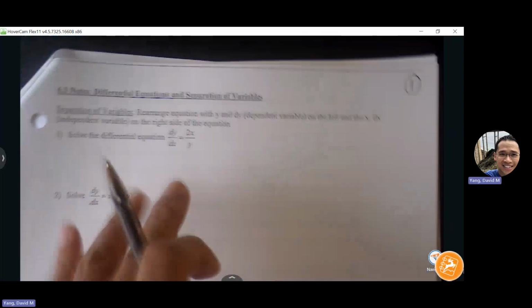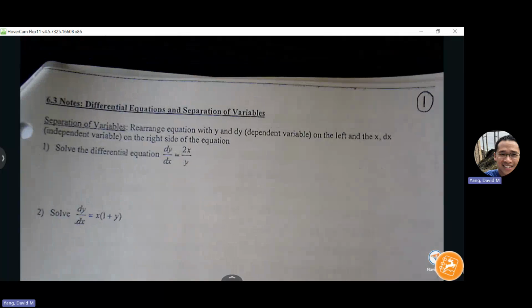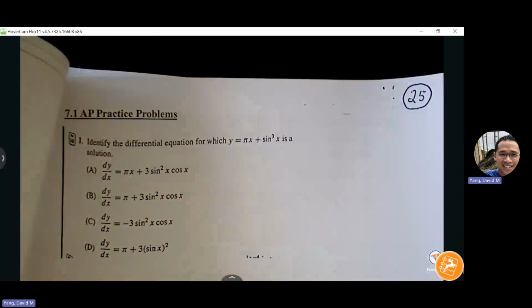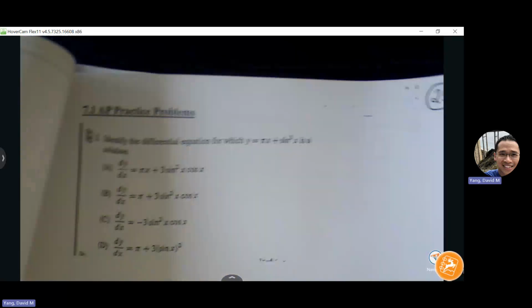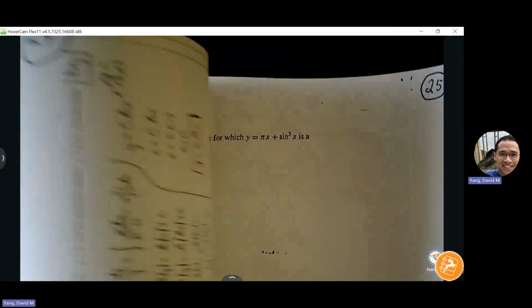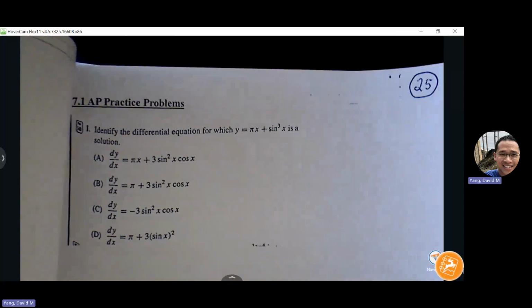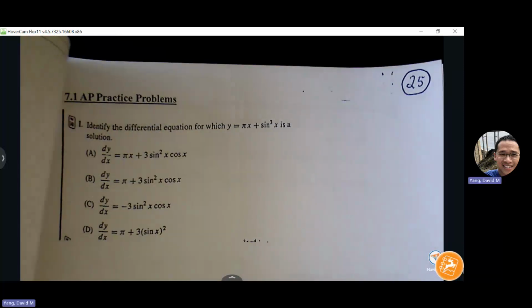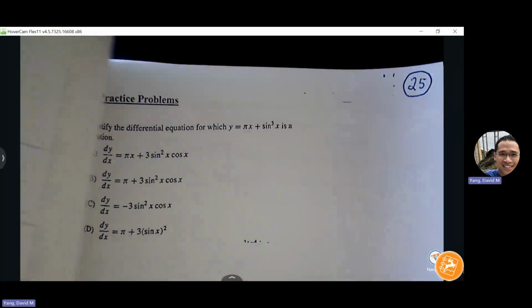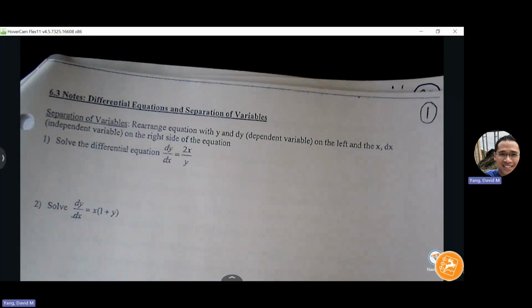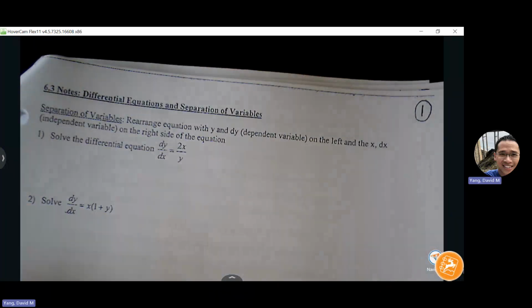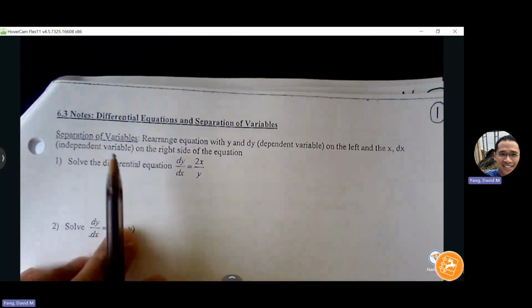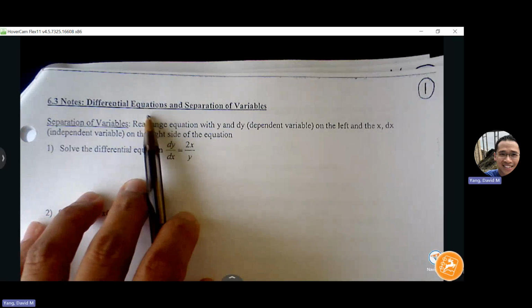Oh, and something else I did with packets is that I think it's easier for students to find their homework if it's all grouped together. So I put all the AP practice at the end of the packet so that you won't have to flip through a ton of pages just to get to your homework to show me. So 7.1 to 7.3, your homework would just be the AP practice in this packet. Whenever we don't finish the notes, I'll specify. Okay, so page 1 here, differential equations.